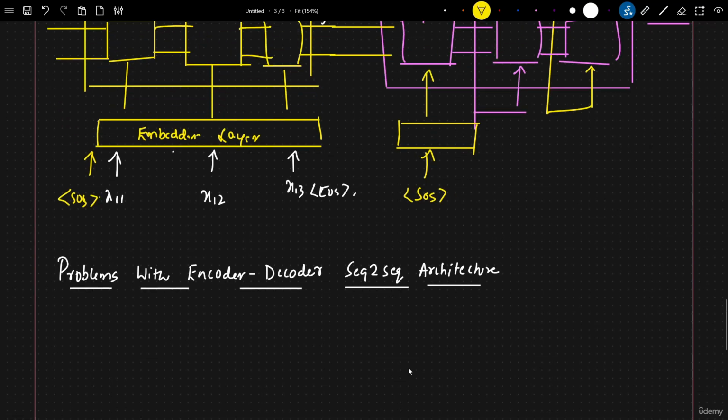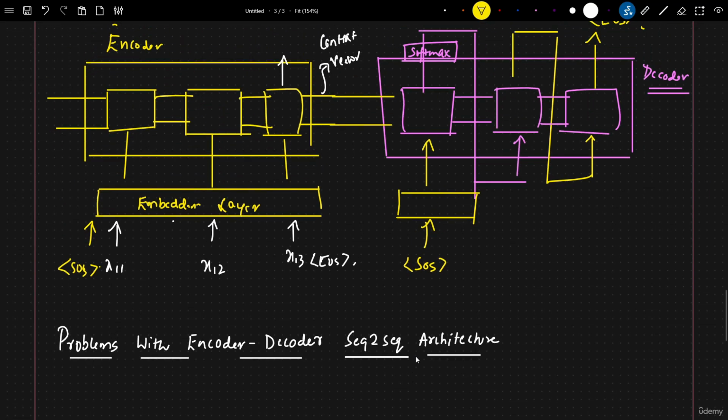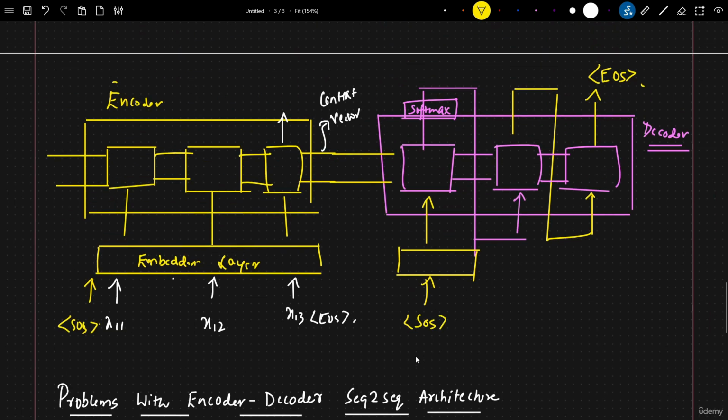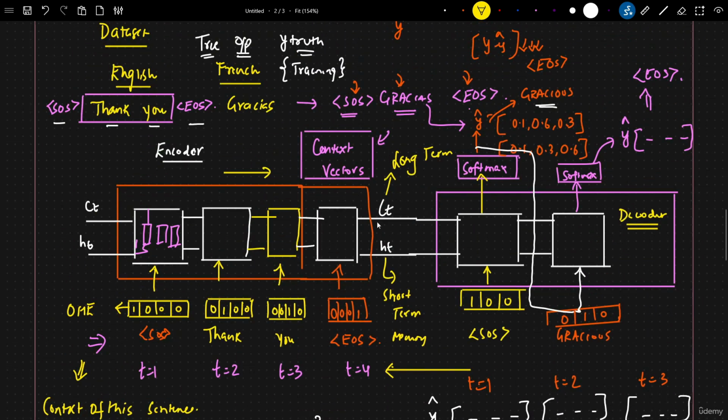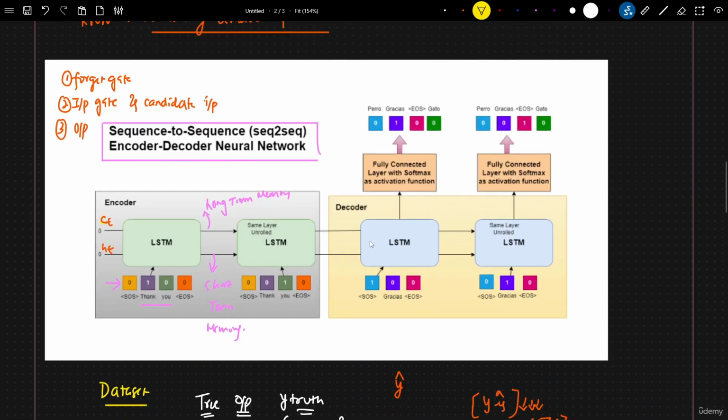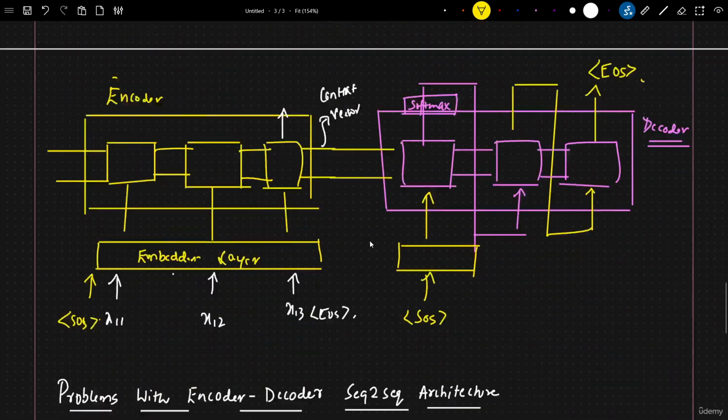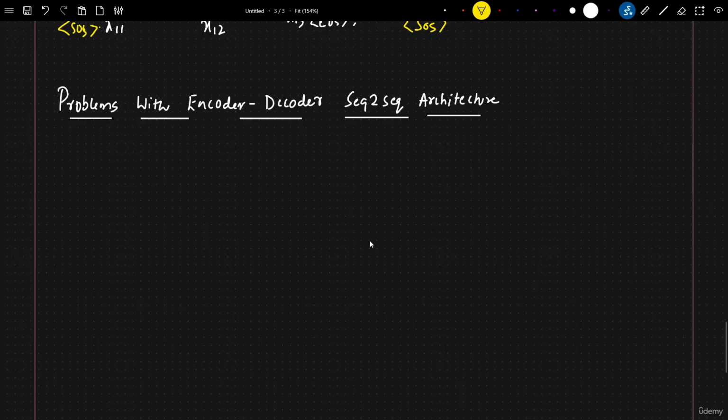Hello guys, so we are going to continue the discussion with respect to encoder and decoder sequence to sequence architecture. Already we have seen how it exactly works. We have seen the architecture with its complete in-depth intuition. But let us try to understand the problems with encoder decoder sequence to sequence architecture. In order to solve that particular problem, what architecture change will specifically happen, that also we will be seeing in the upcoming video.